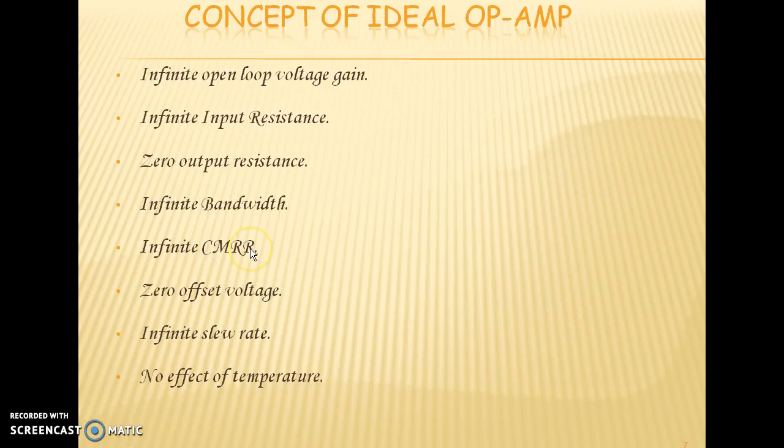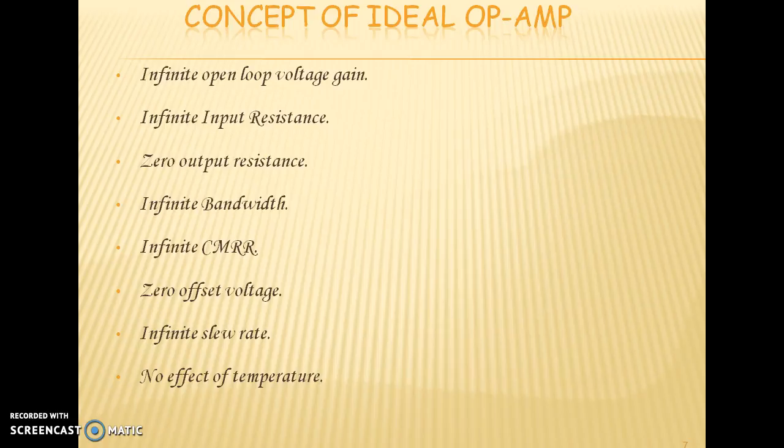Next is infinite CMRR. CMRR is common mode rejection ratio. Now, when the same voltage is applied to both the inputs, the differential amplifier is said to be operated in common mode configuration. Many disturbance signals, noise signals, appear as a common input signal to both the input terminals of the differential amplifier. Such a common signal should be rejected by the differential amplifier.